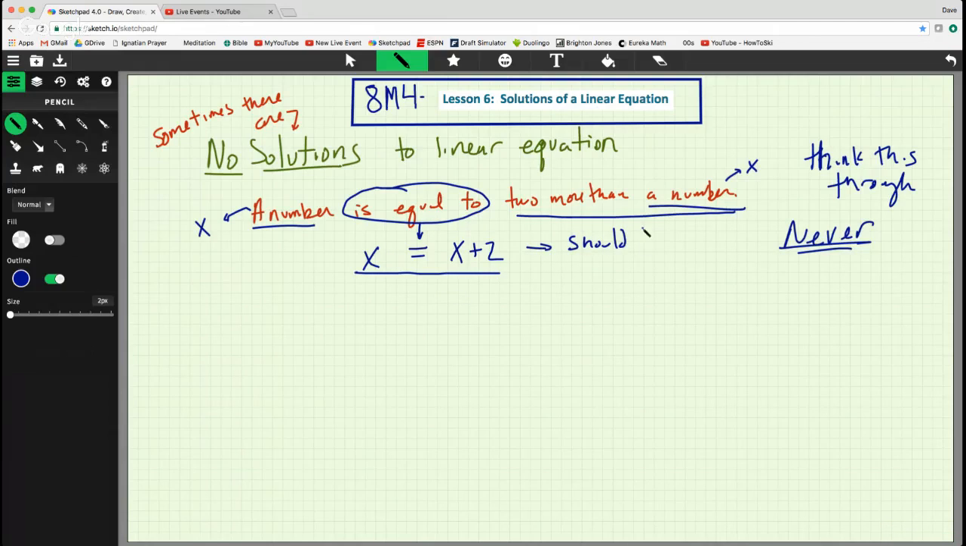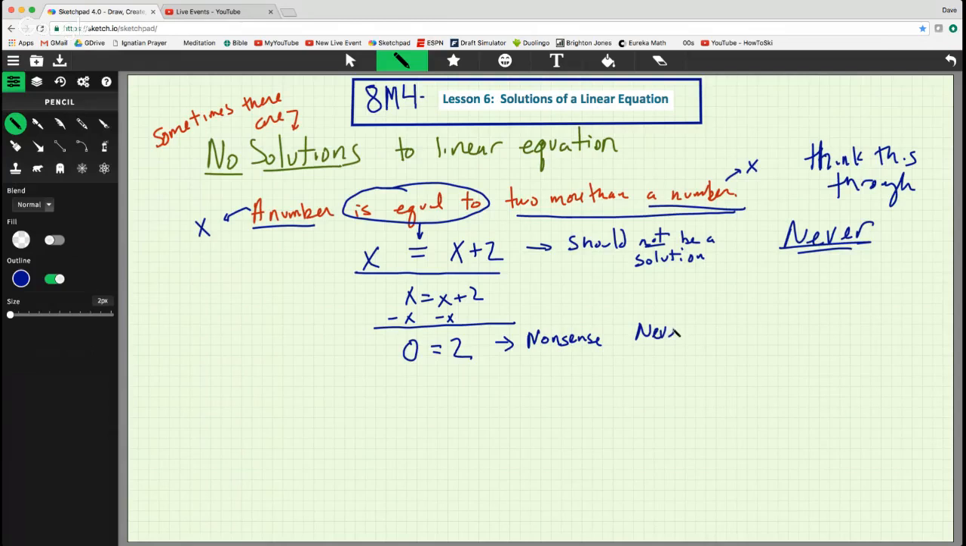And watch how algebra tells us that there should not be a solution. Watch how algebra tells us this is true. It's so cool. So let's try and solve this. X equals X plus 2. So we're going to subtract an X from both sides, right, to try and simplify. And we get 0 equals 2. Well, this is nonsense.